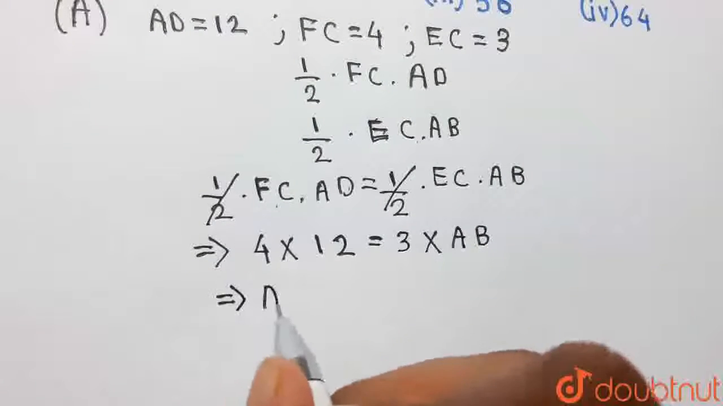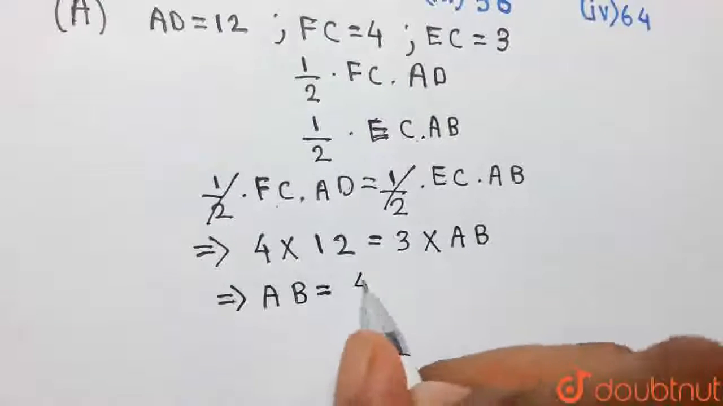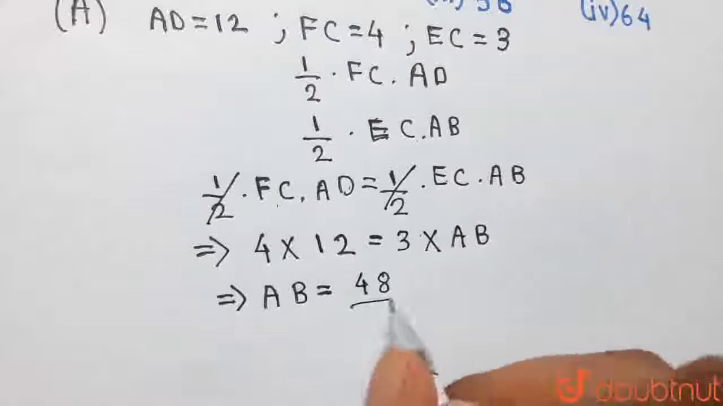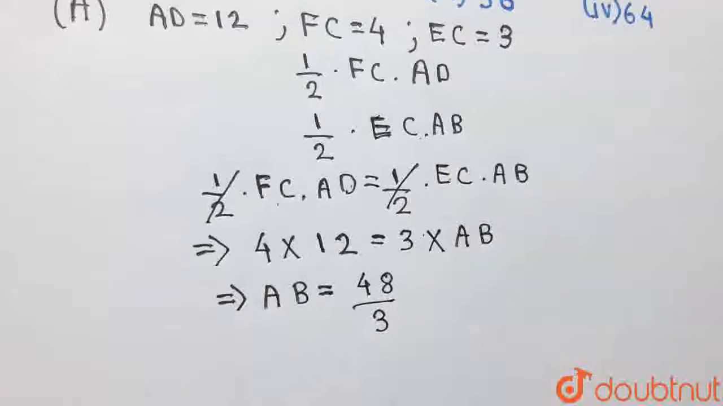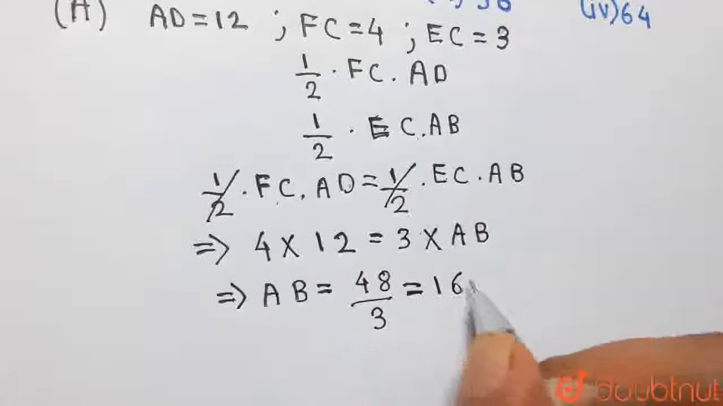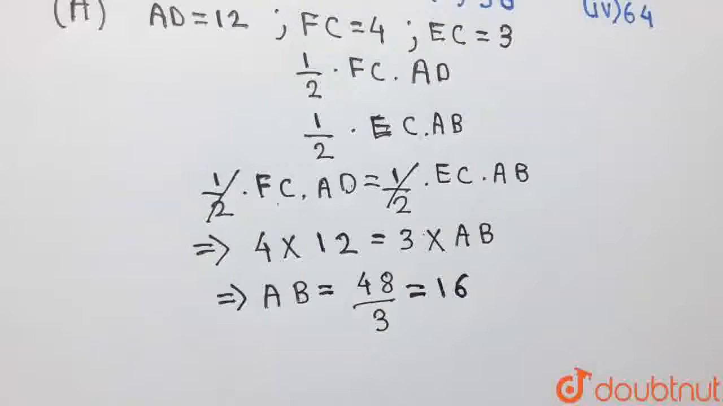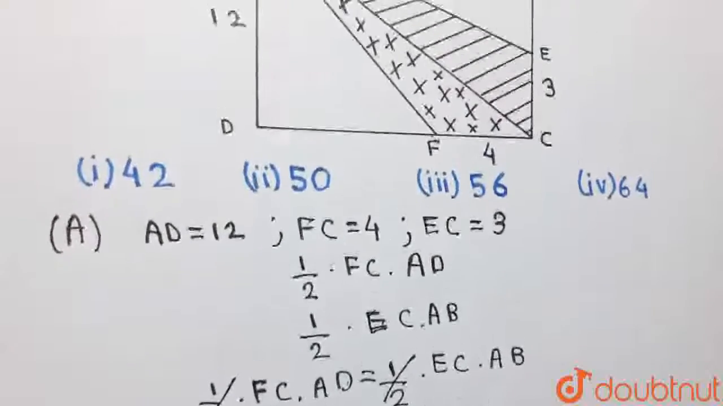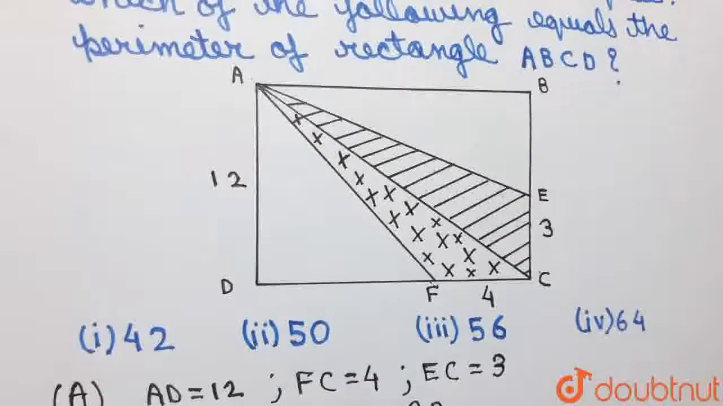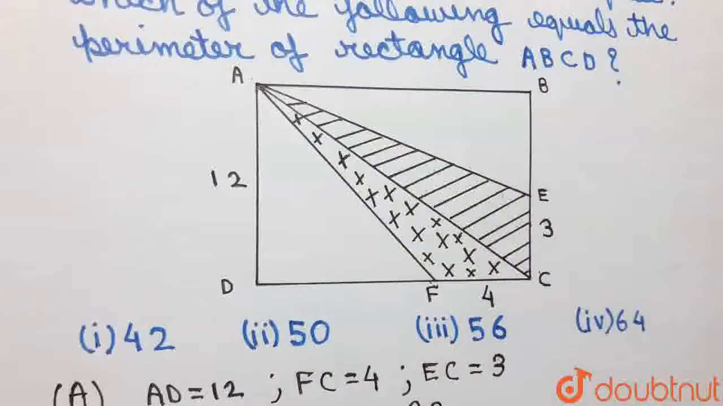So AB is equal to 4 into 12, that is 48, divided by 3. Now 48 divided by 3 is 16. So we can conclude that the length of the side AB of the rectangle is 16.